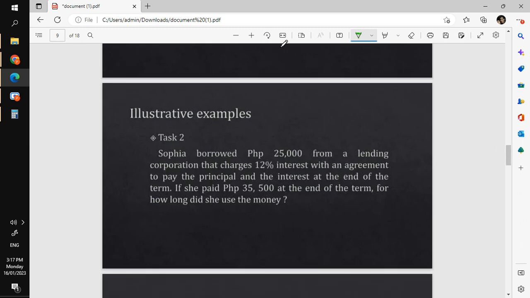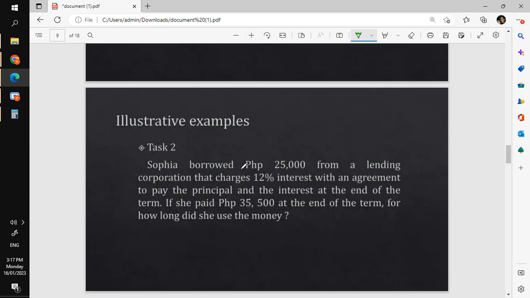Okay, second example we have in here. Sophia borrowed 25,000 pesos from a lending corporation that charges 12% interest with an agreement to pay the principal and the interest at the end of the term. If she paid 35,500 at the end of the term, for how long did she use the money? So the question is how long. This refers to the time. What we are looking for in here is the time or the number of years.